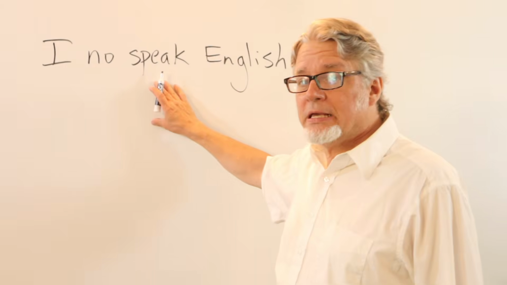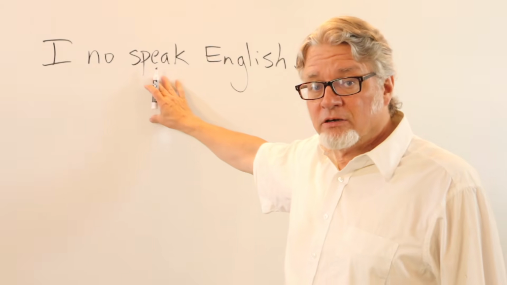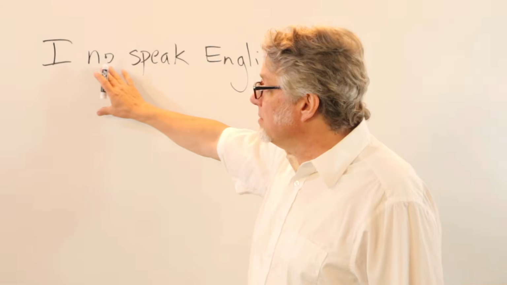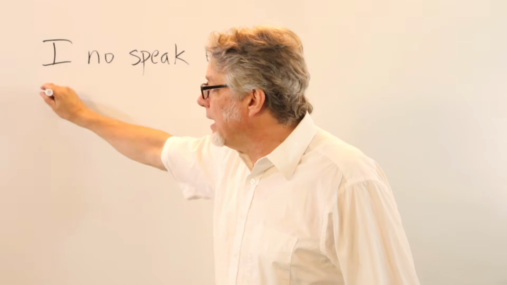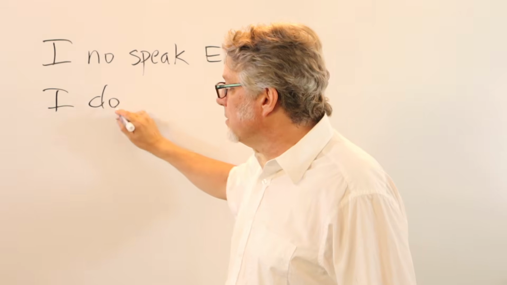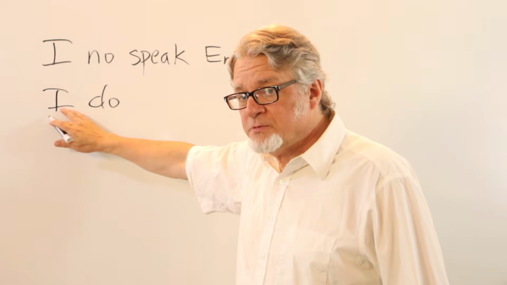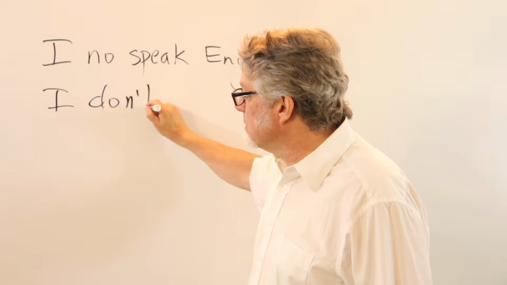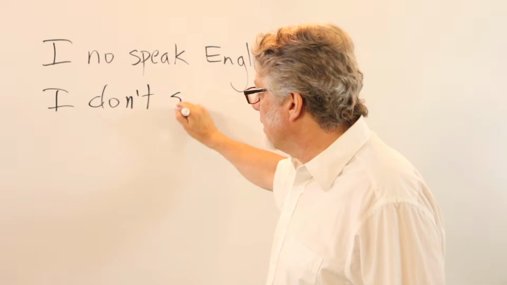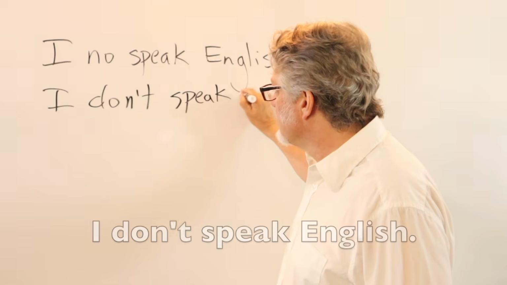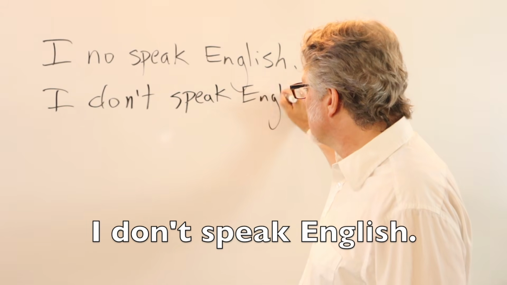Here's another common mistake in English when someone is talking about speaking English. I no speak English. This sounds terrible. To fix it, you have to use a helping verb after I. I, here's the helping verb that matches the subject, don't, and then the main verb. I don't speak English.